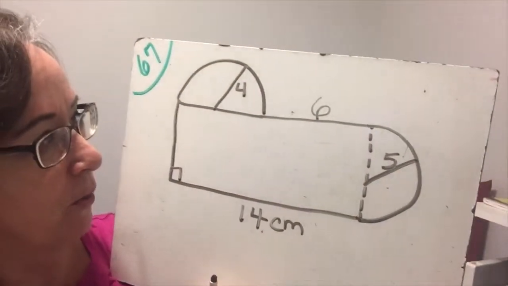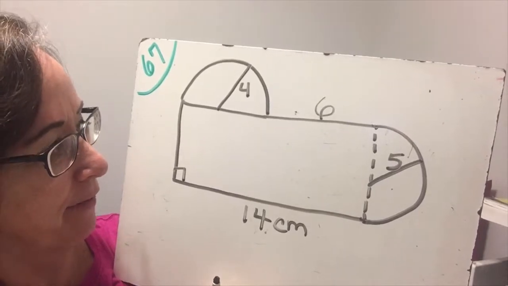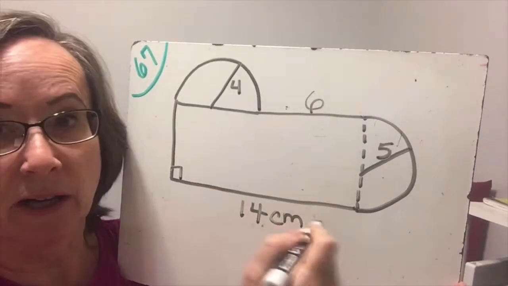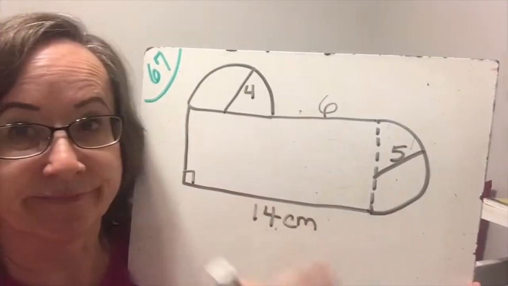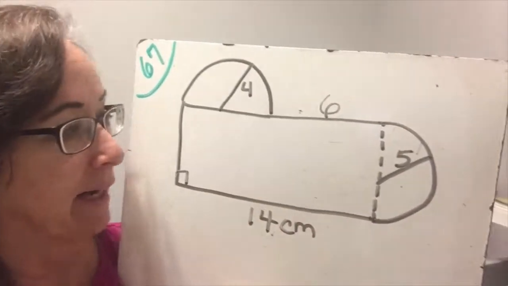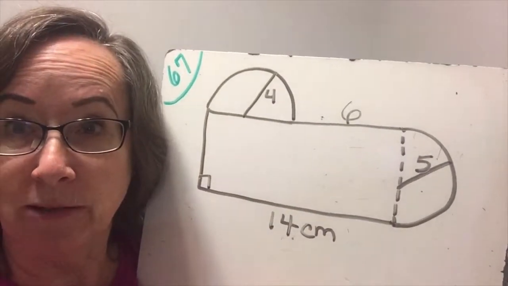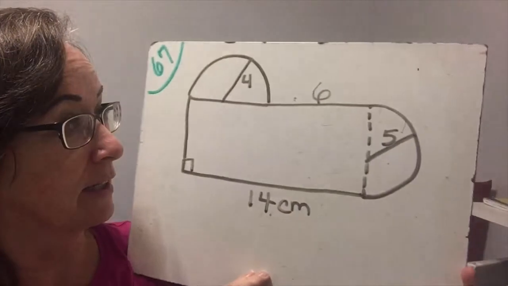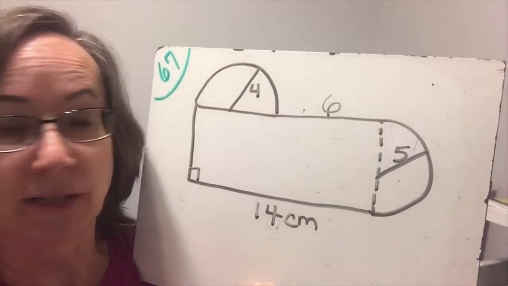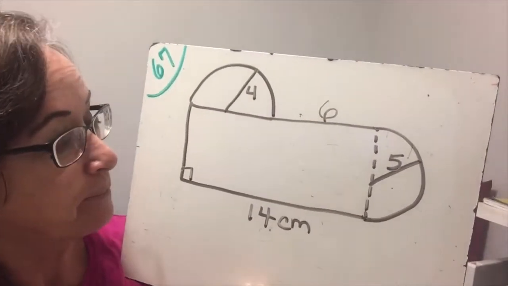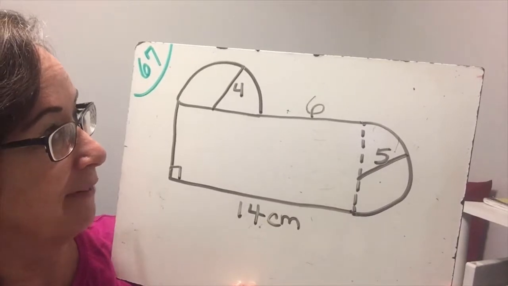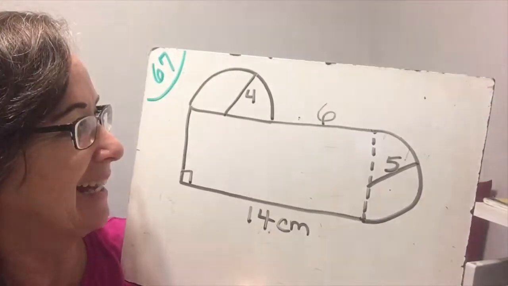Okay, so maybe if we put little wheels on it, it would kind of look like a hovercraft or something, right? Or I guess it doesn't need wheels for a hovercraft. It just looks interesting, like a vehicle of some kind. But we're going to go ahead and find its perimeter and its area.